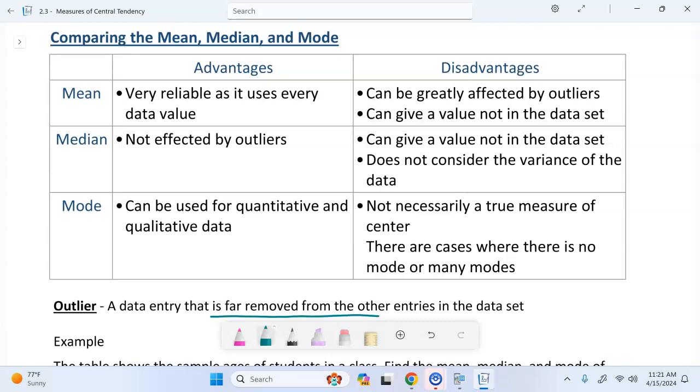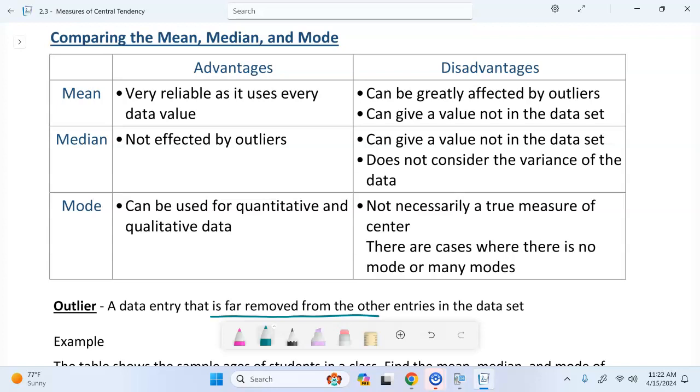Median is not going to be affected by outliers. So when we have data sets where we have outliers, we want to use the median instead, because it's not going to be what we call skewed by those outliers. It can also give a value that's not in our data set, and we have to take that into consideration. It also does not consider the variance or the spread in the data because it's not considering every data point. It's only considering one or two.